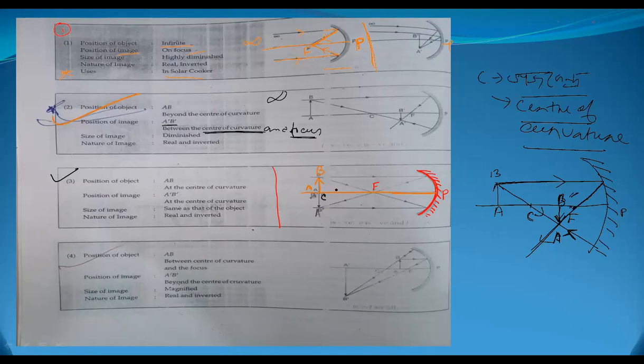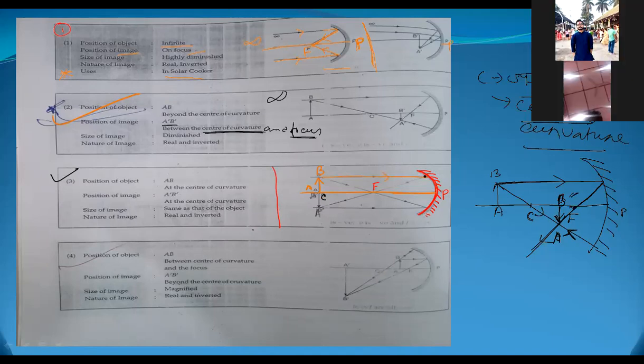Now see, the ray which is coming parallel to the principal axis. So this is the ray. After striking, it will pass through the focus. Okay. Now see, the second ray, the ray which is passing through the focus. After striking, it will be parallel to the principal axis.